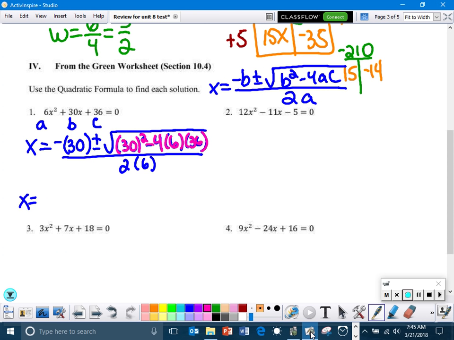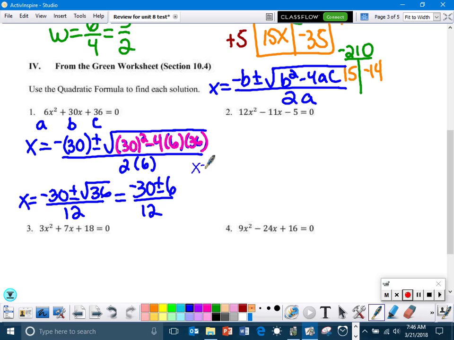So now the parentheses all disappear. So now we've got negative 30 plus or minus the square root of 36 all over 12. Okay, the square root of 36, that's easy. That's 6. So negative 30 plus or minus 6 divided by 12. All right, we've got 2 answers. One answer is negative 30 plus 6 divided by 12, and the other answer is negative 30 minus 6 divided by 12.